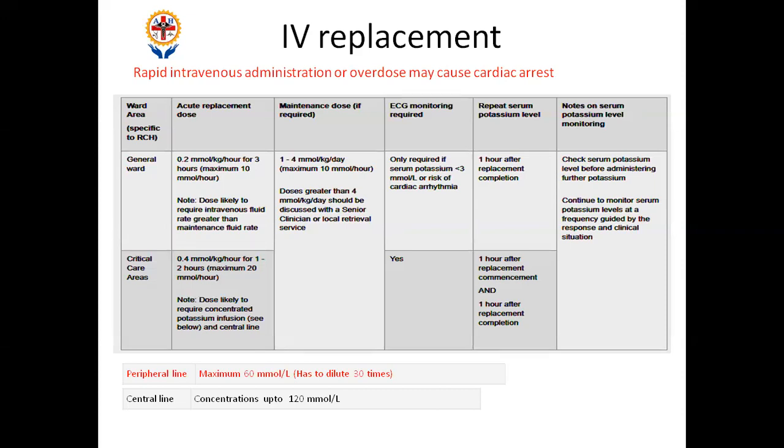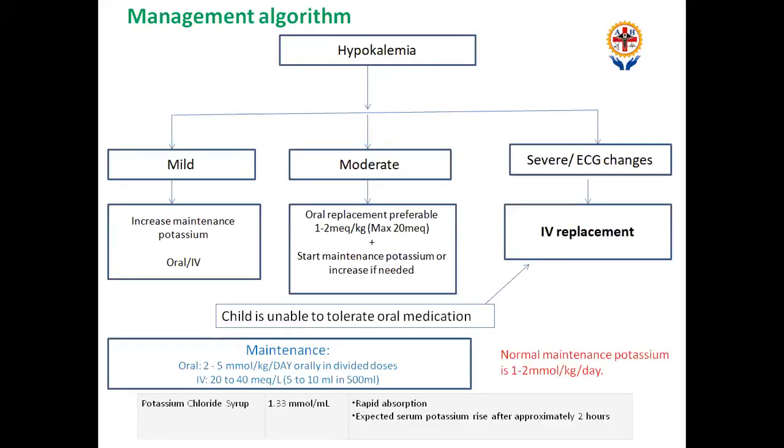Then you can switch over to either oral correction or increasing the extra maintenance in the IV fluids. So you are on 20 millimoles of normal maintenance along with the correction. At the end of the 4 hours of correction, you can increase the normal maintenance to 40. So the rest of the correction can happen slowly. Once the critical nature of the hypokalemia is corrected, the rest of the moderate to mild hypokalemia can be corrected slowly based on the previous chart. You can come back and follow the same mild to moderate algorithm.